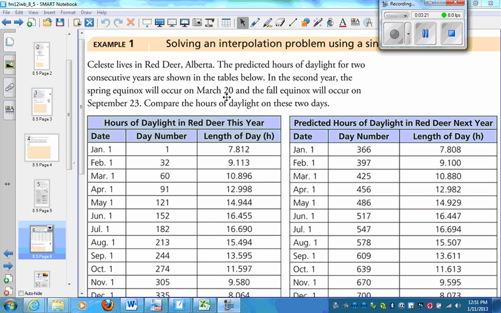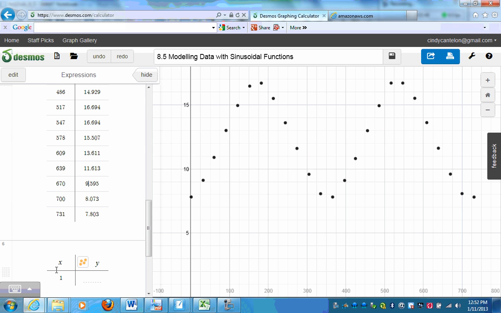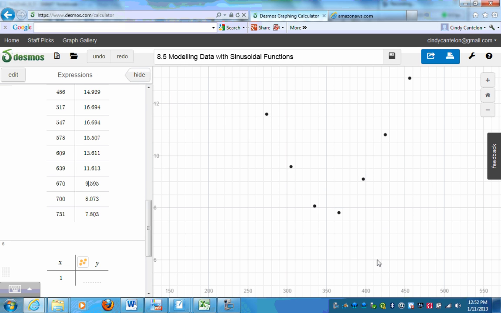What we're going to try and find out is March 20th in the second year. So how many days from January 1st is March 20th? Well, March 1st is 425, so to get to the 20th would be 19 days later. So we're looking at day 444. On my graph, I really want to know what happens on day 444. There's 450, so 444 is somewhere around here. So I'm guessing there's over 12 hours of daylight.